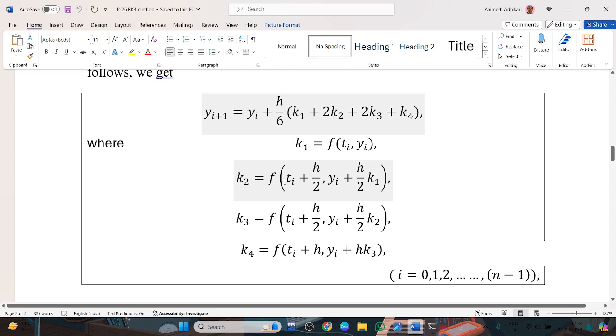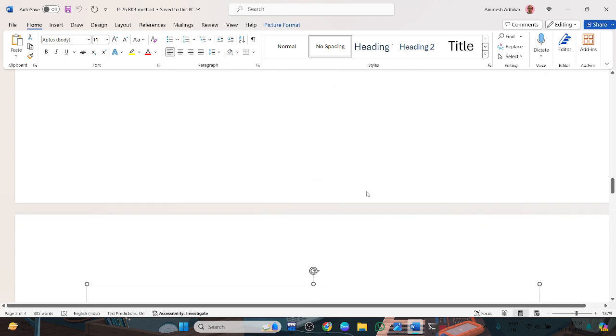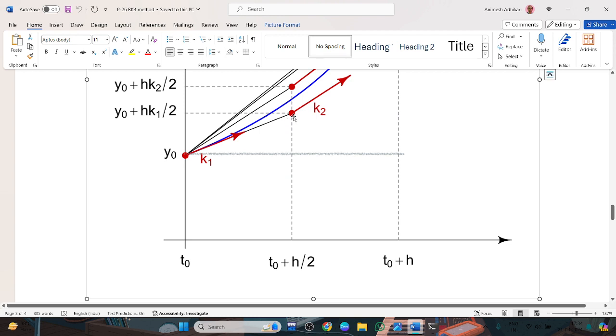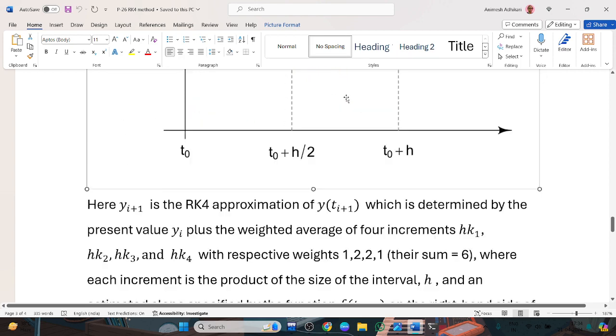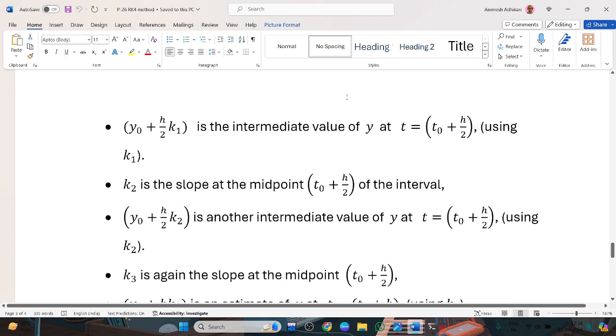For this point, k2 is the function value at the point t0 plus h by 2 comma y0 plus h by 2 into k1. So k2 is the slope at this point, f of t0 plus h by 2, y0 plus h k1 by 2. Correspondingly, k2 is the slope at the midpoint t0 plus h by 2 of the interval. And similarly y0 plus h by 2 k2 is another intermediate value of y at t0 plus h by 2 using k2.